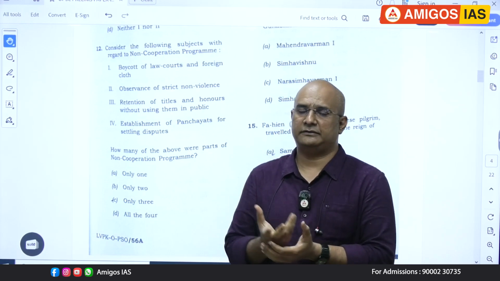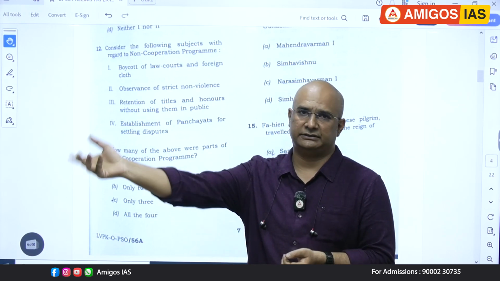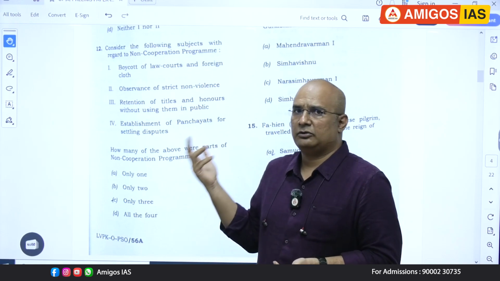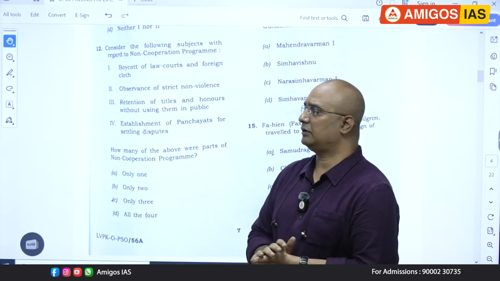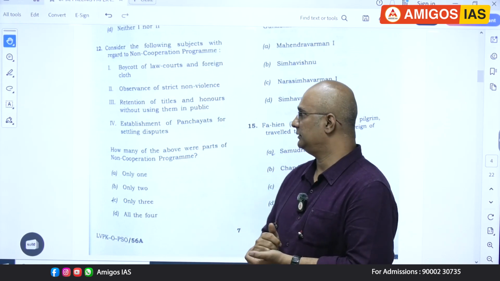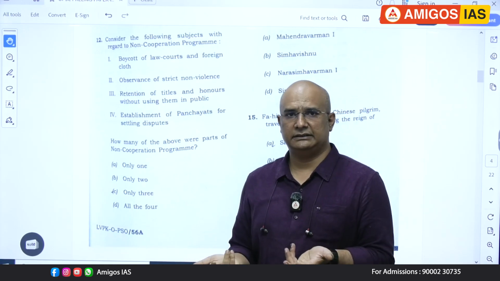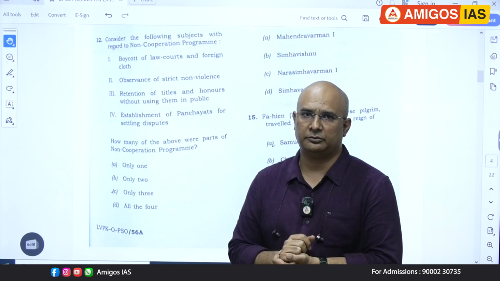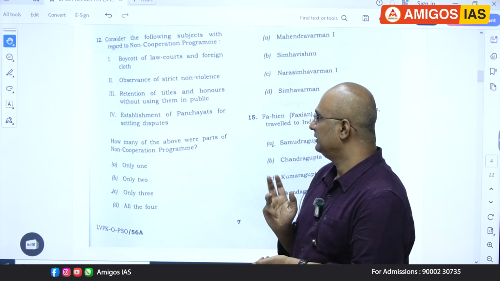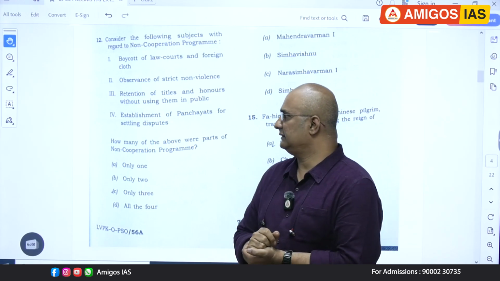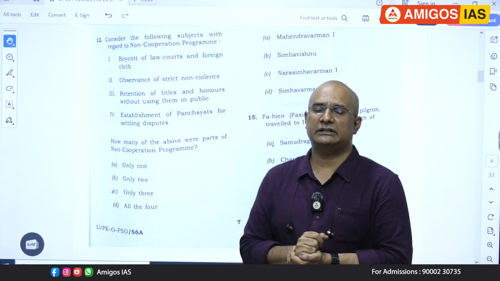Now the very word of the movement is saying that non-cooperation. So clearly, non-cooperation involves boycott of law courts and foreign cloth. Next, observation of strict non-violence. Now the moment you take Gandhi, he is definitely going to talk about non-violence. So that will also be a part of the program. Third, retention of titles and honors without using them in public.